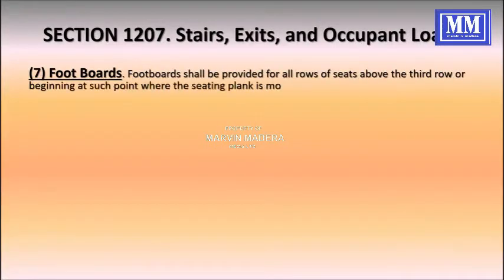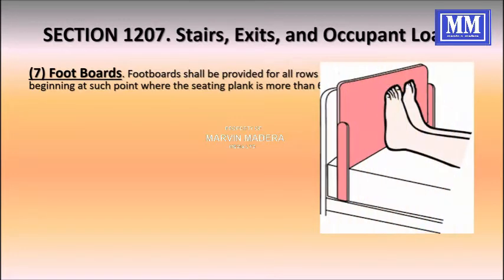Footboards. Footboards shall be provided for all rows of seats above the third row or beginning at such points where the seating plank is more than 600 millimeters above grade. Footboards are boards that will support the foot of the one using it.